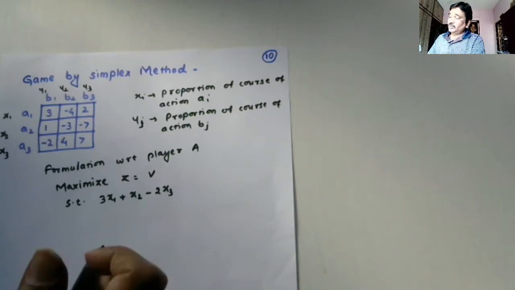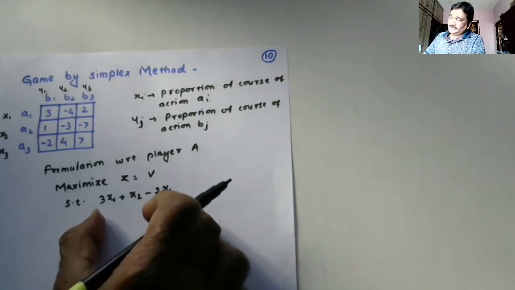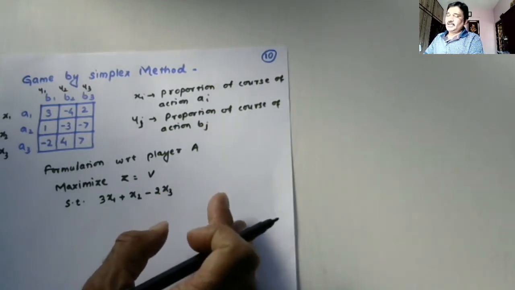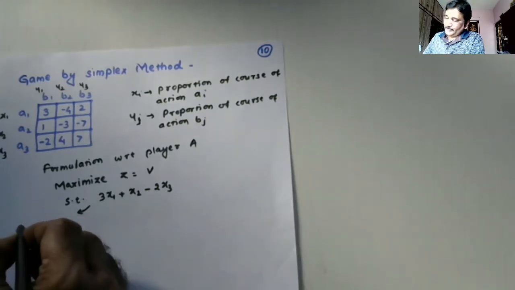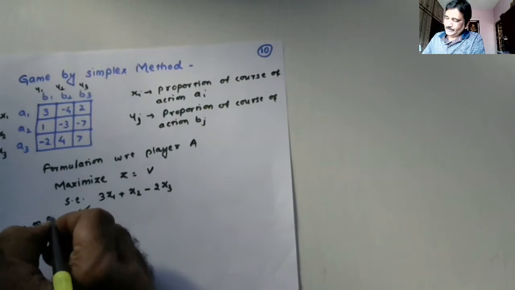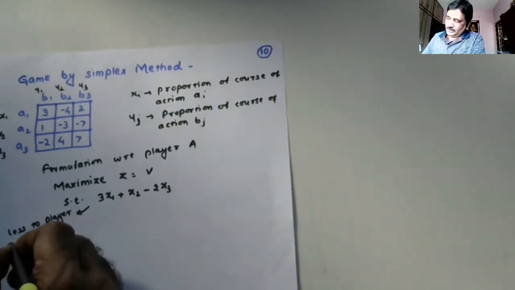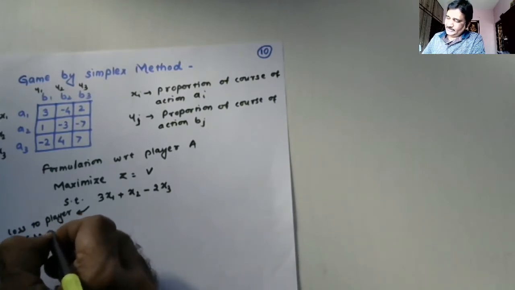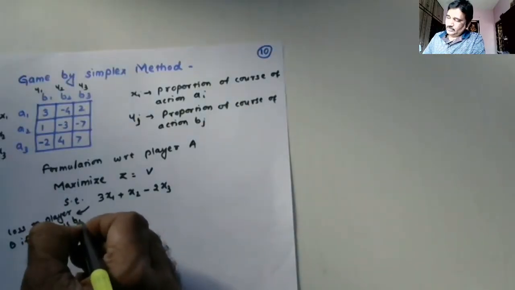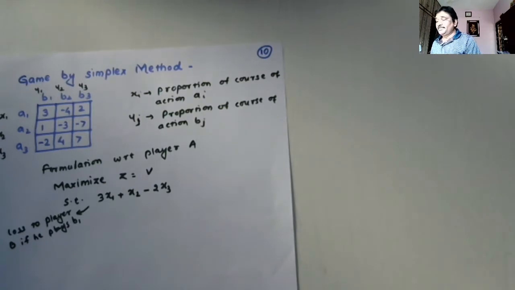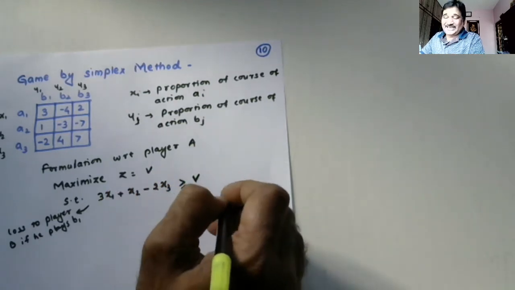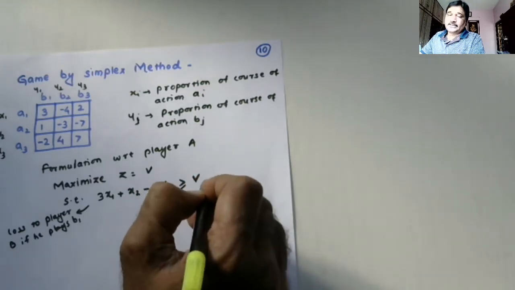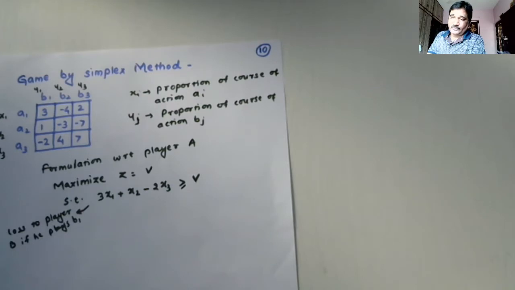Now, for writing this as a constraint, this has to be related with something, either less than or greater than or equal to. Now this, I know, is the expected loss to player B if he plays B1. Now this loss to player B will definitely be greater than or equal to V, because V is the game value for us. V is the game value for us, and this has to be greater than or equal to V. Why this has to be greater than or equal to V will be interesting to see.